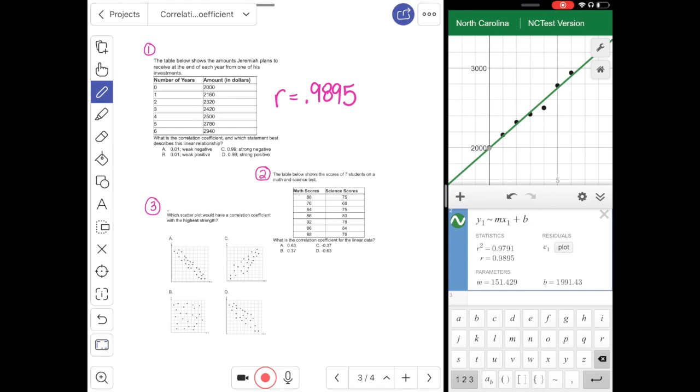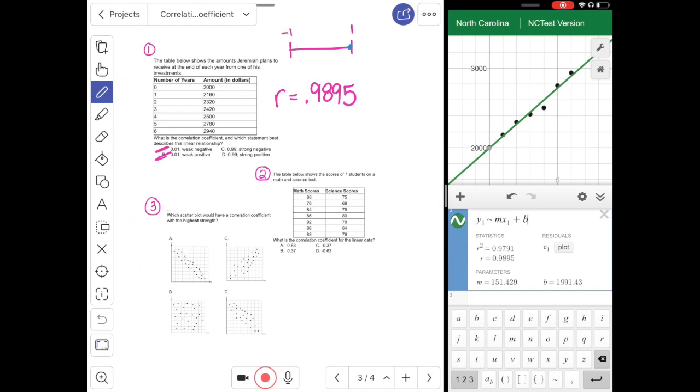It tells me that this is definitely a strong relationship. I know it's a strong relationship because I have 0.98. Okay, that 0.98, if I think about it on a number line, is close to +1. The other thing that I know is that it is positive and it is on that positive side.